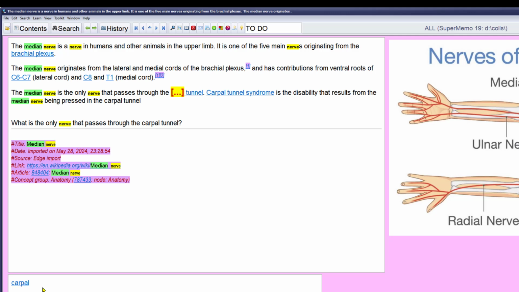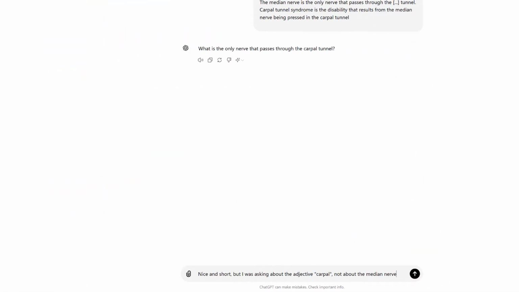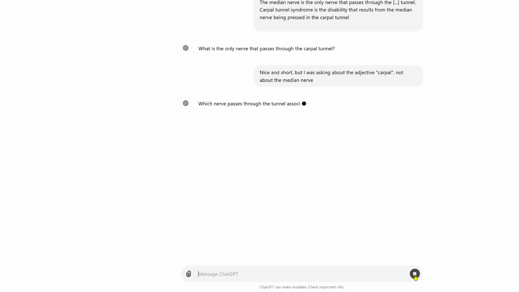Let's see if we can ask follow-up questions to artificial intelligence and see if it can cope better with a follow-up. Because ChatGPT is so nice and concise, I'll ask, nice and short, but I was asking about the adjective carpal, not about the median nerve. Let's see what it says. Which nerve passes through the tunnel associated with the adjective?